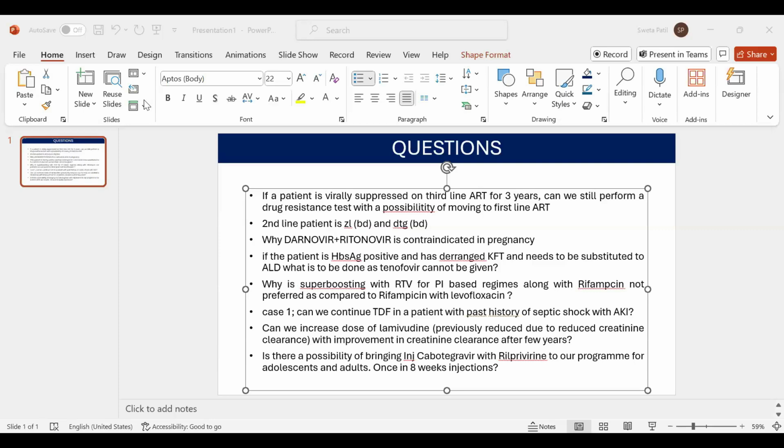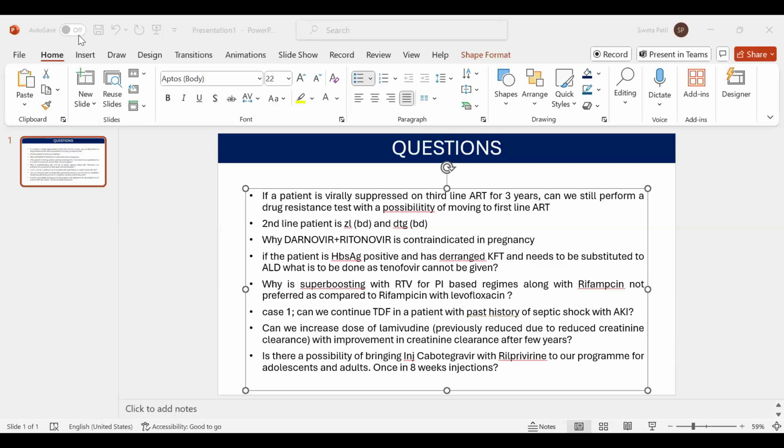Next question is, is there a possibility of bringing injection cabotegravir with rilpivirine into our program? I am not the suitable person to answer that. The NACO people will be able to answer whether it is possible or not. I am not the person who can answer this.